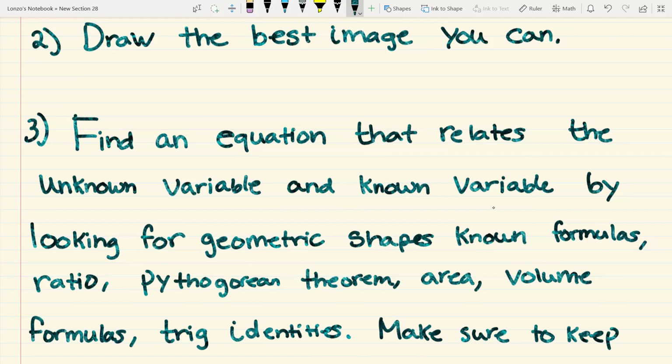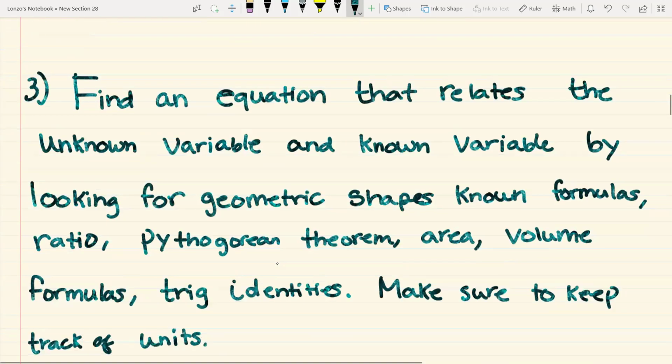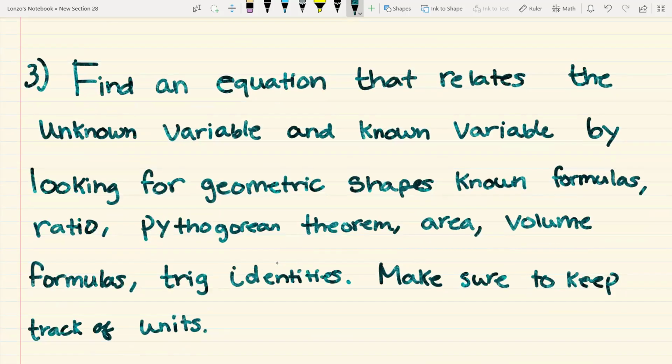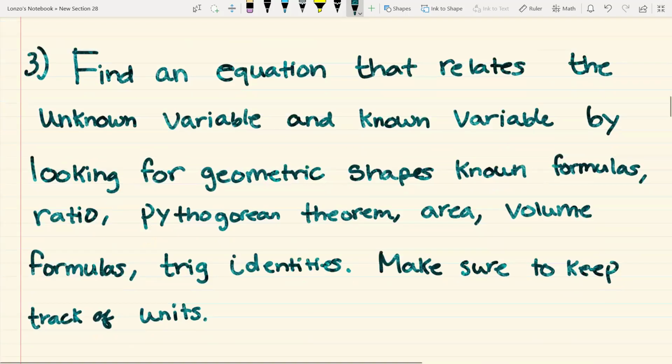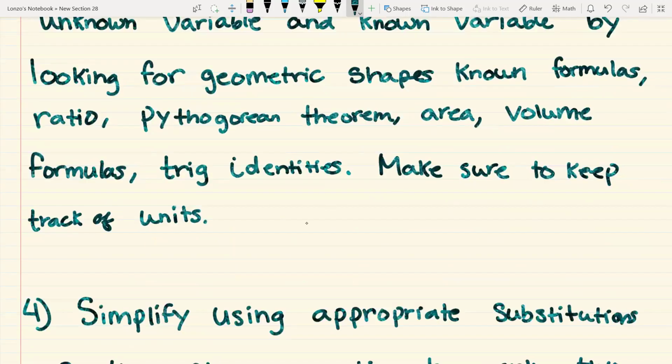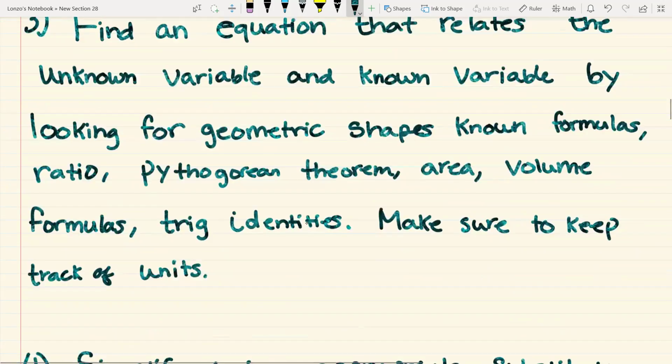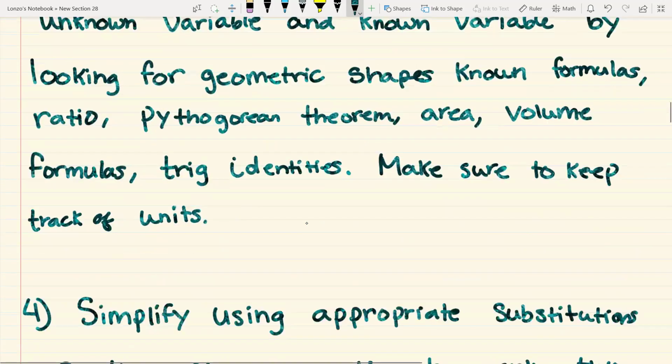If they're talking about the area of a triangle or a circle, write that down because you're going to need it. If they talk about volume, write down the volume of whatever they're given. Sometimes they might give you a cylinder, so find out what the volume of a cylinder is. And use trig identities. Make sure to keep track of the units. Very important. If they give you a speed, make sure those units don't go away.